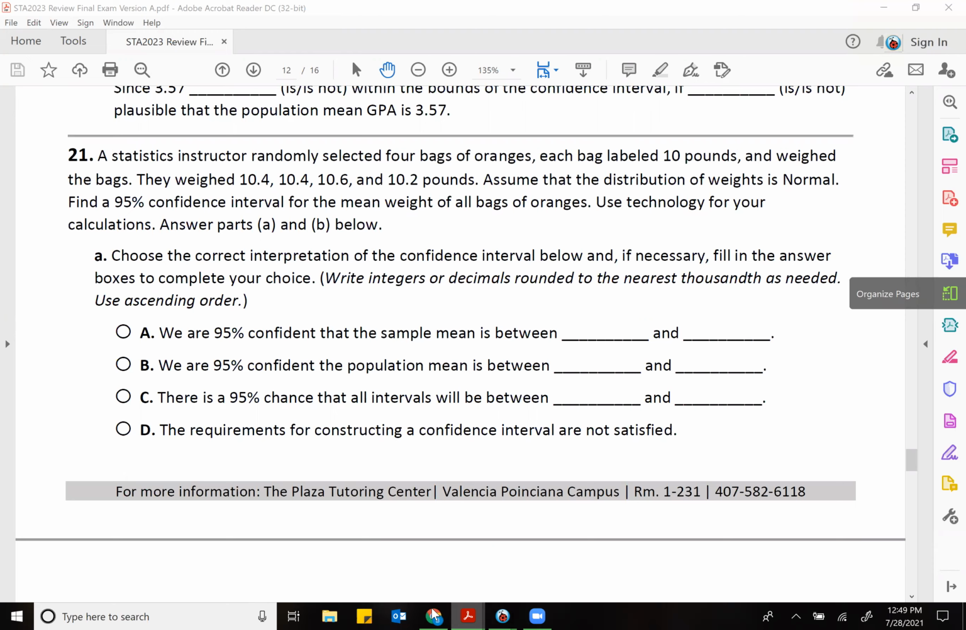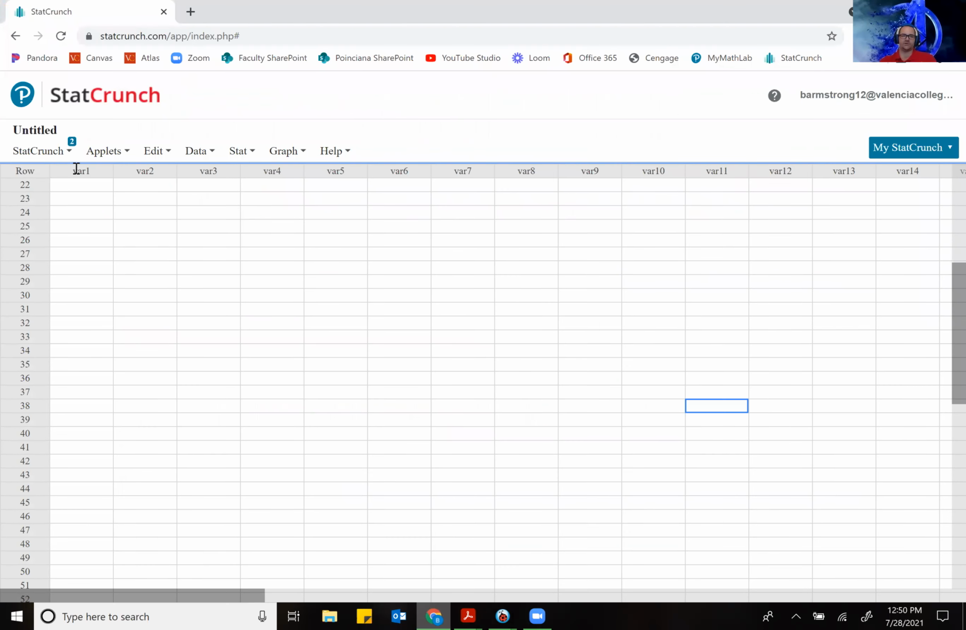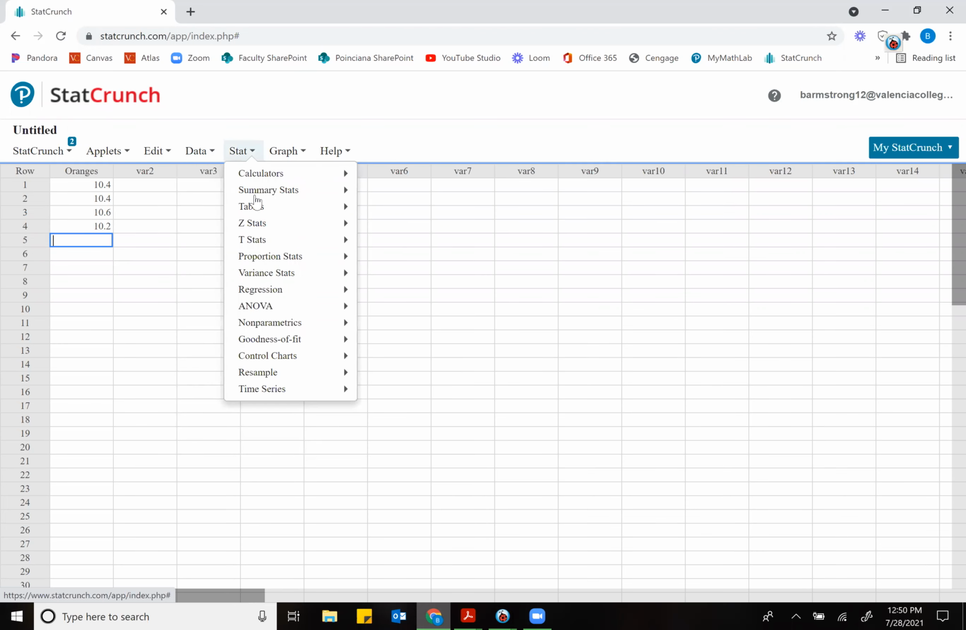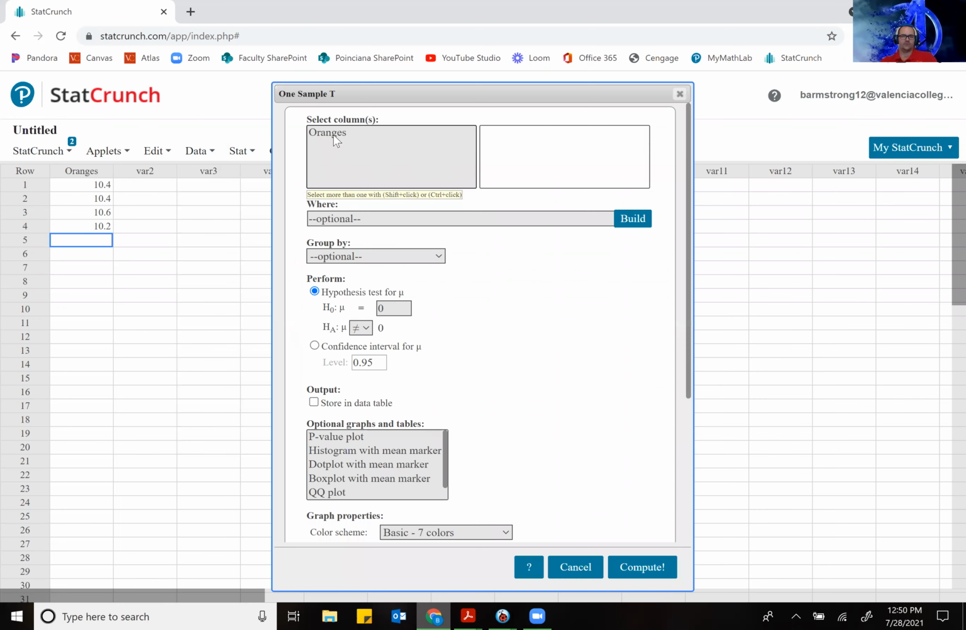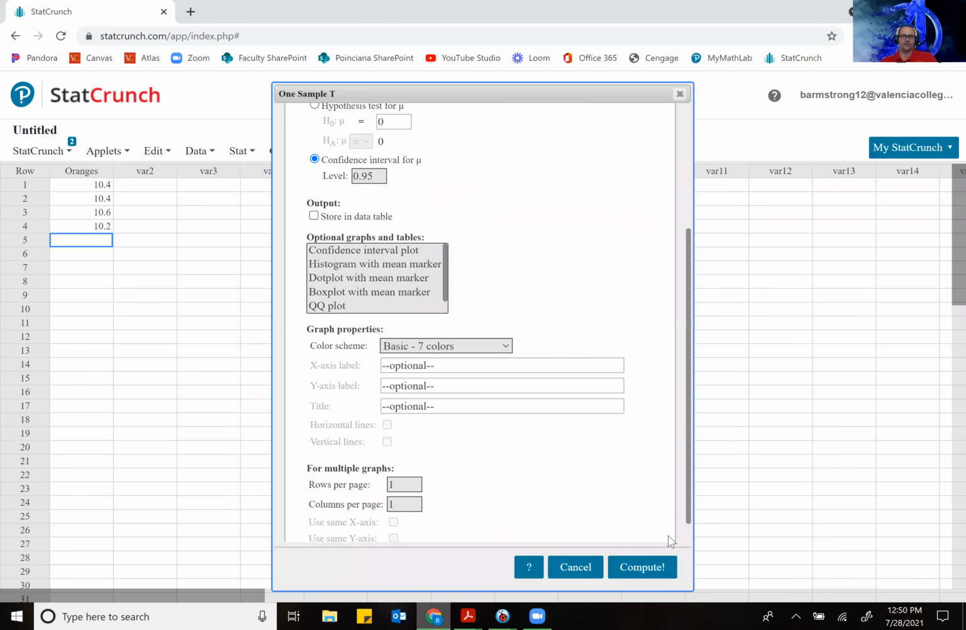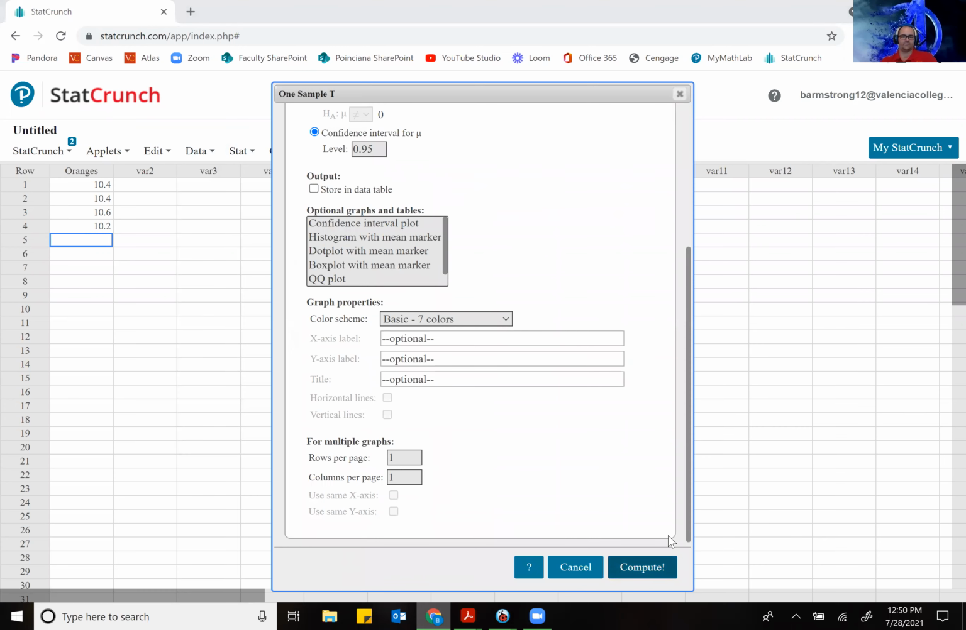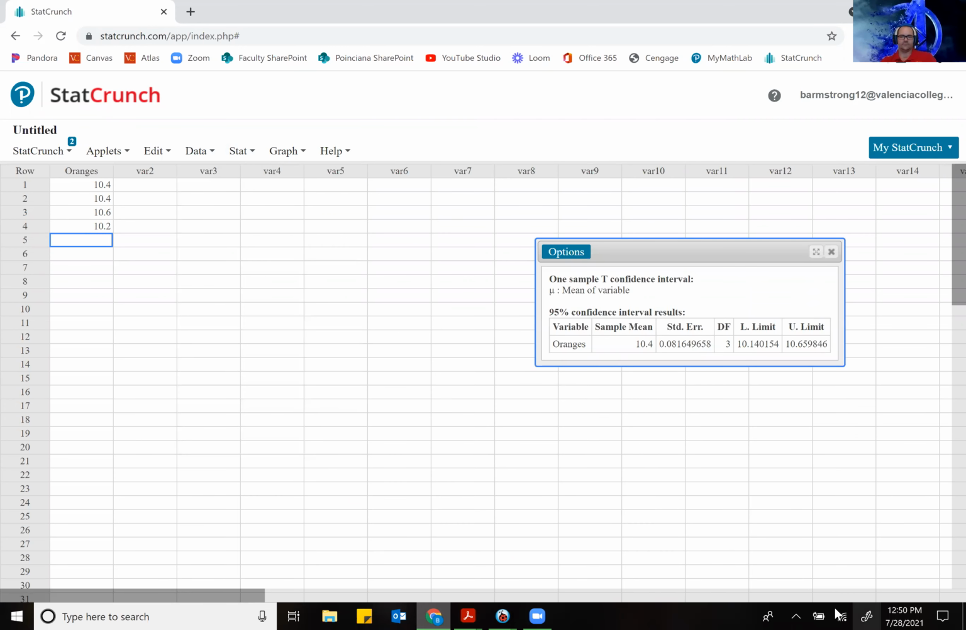So again, how we did this, you just go into your StatCrunch. I'll call variable 1 oranges, and the values were 10.4, 10.4, 10.6, and then 10.2, right? There's only 4 of them. So in here, then we go to Stat, T Stats, 1 sample with data. Select oranges, confidence interval, and it's 95. Scroll down and compute. And there they are. You just got to do the proper rounding.